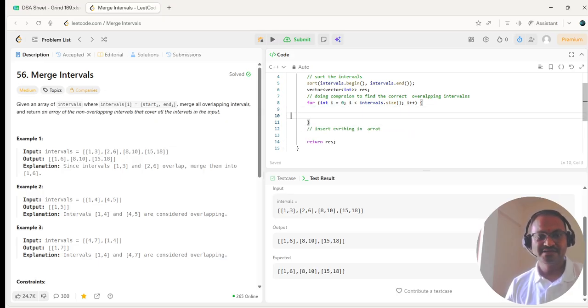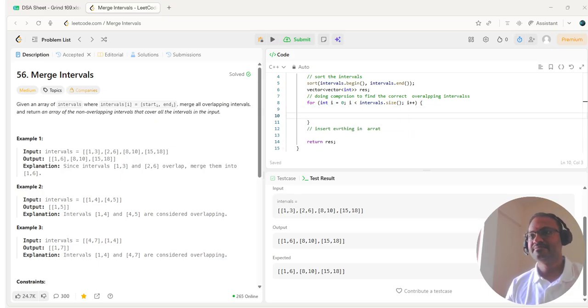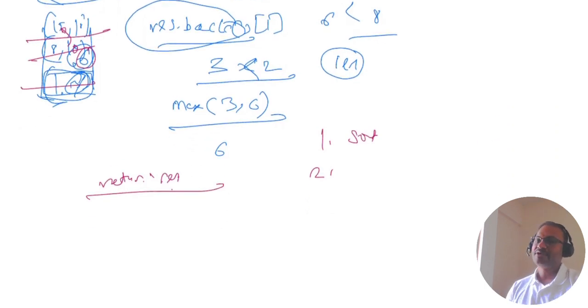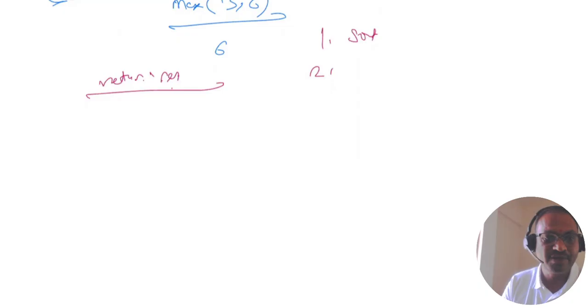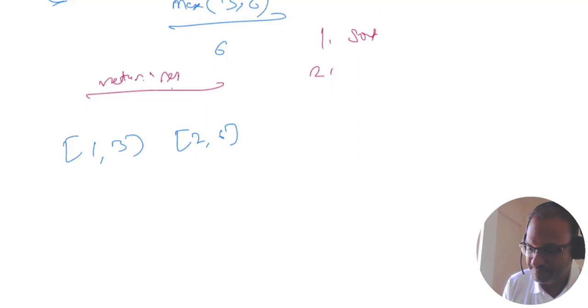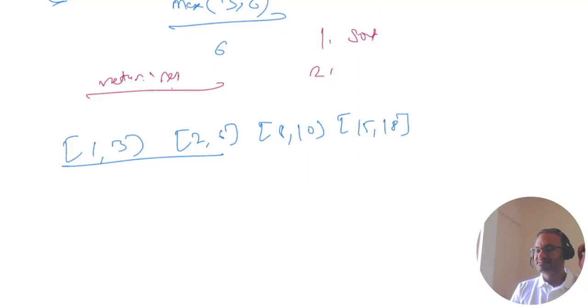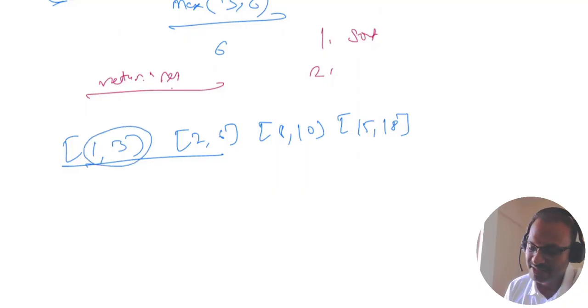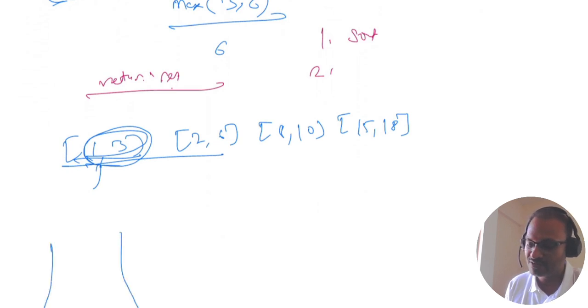I will keep this as it is and move over to our iPad. Right now we are using two loops to do the comparison. For example, this is my input: 1 3, 2 6, 8 10, and in the last 15 18. I will start from the first one. If the result is empty, I will straight away insert this.